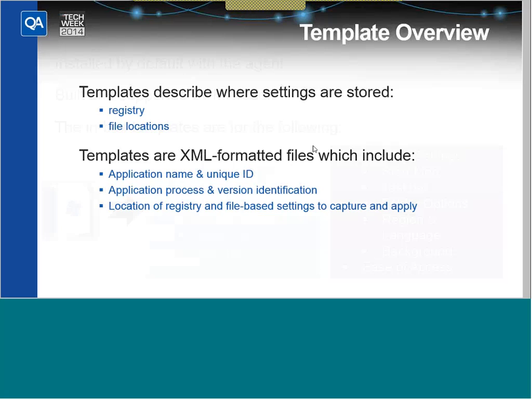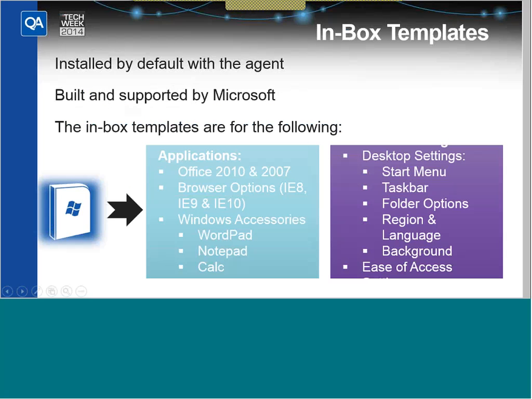Now we get some default ones installed for us by the installation process. So these are installed on a per client basis. So we get the Office applications and browser settings, WordPad, Notepad, Calculator, some of the basic applications that are installed in the operating system. We also store the desktop settings like Start menu, taskbar, folder options, regional and language and background settings, and ease of access. So these are the default inbox templates, and they'll be installed on each client machine.